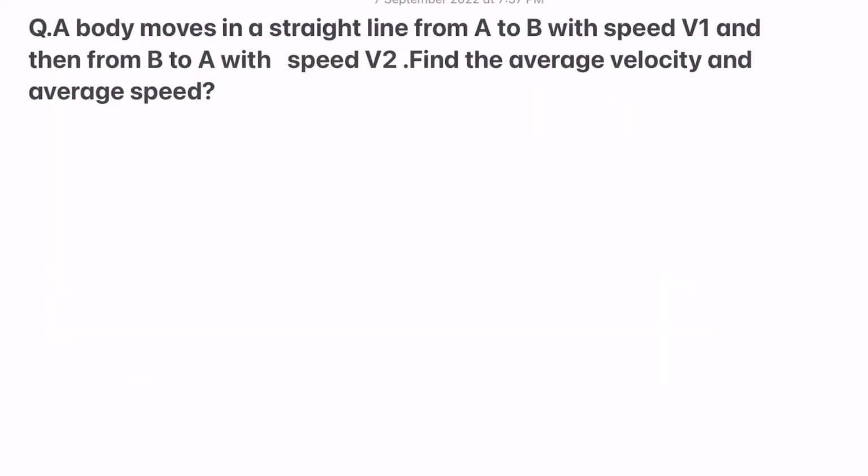A body moves in a straight line from A to B with speed v1 and then from B to A with speed v2. Find the average velocity and average speed. Now the body moves in a straight line from A to B with speed v1 and returns back with speed v2. The question is, what is the average velocity and average speed?